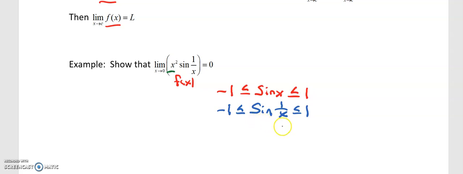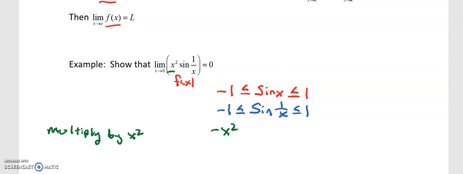Well, to do that, I could multiply it by an x squared. But with all inequalities, I have to multiply -1 by x squared and 1 by x squared. As long as I do that, I maintain this to be a true inequality. So I'm going to write this over to the side, and I'm going to multiply by x squared. So if I multiply by x squared, I'm going to multiply -1 by x squared.